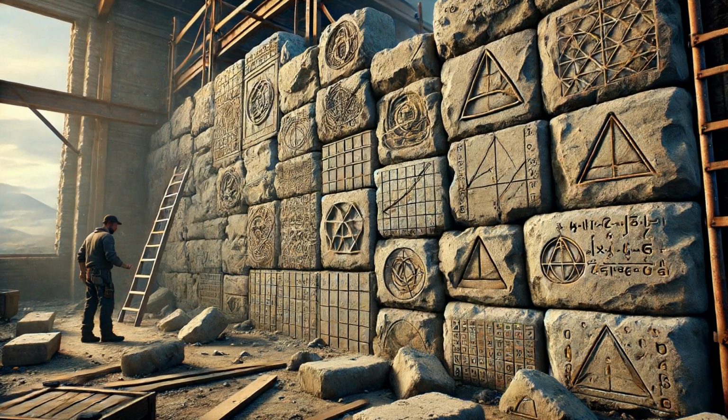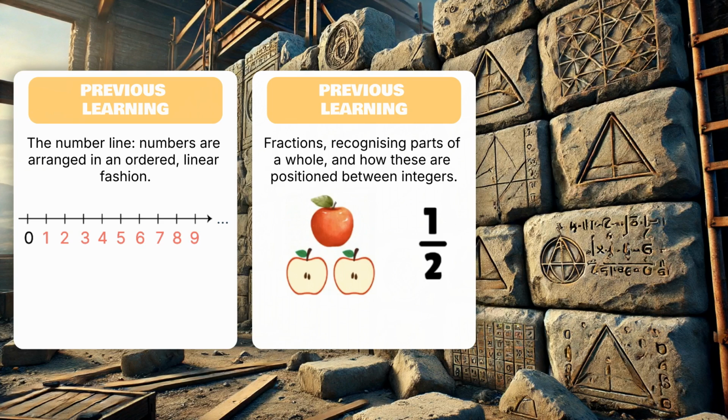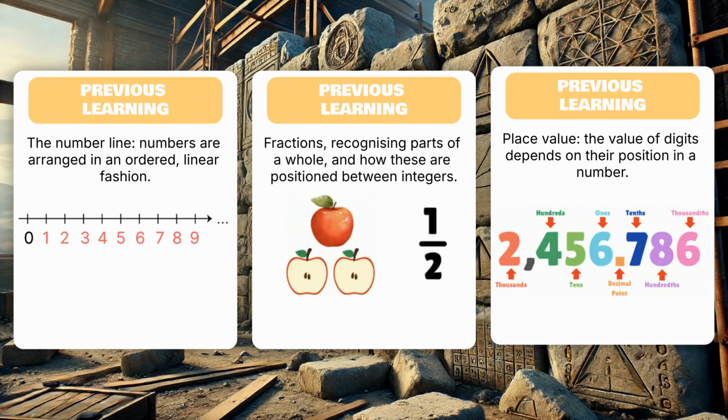In our previous lessons, we've established a strong foundation by discussing the number line and understanding how numbers are arranged in an ordered, linear fashion. We have also learnt about fractions, recognizing parts of a whole, and how these are positioned between integers. We have also covered place value and learnt about the value of digits depending on their position in a number. With this solid foundation, we can now explore how decimals fit into the number line seamlessly.